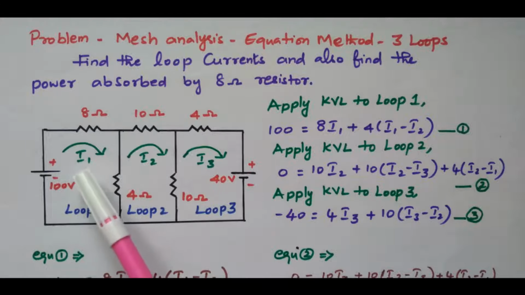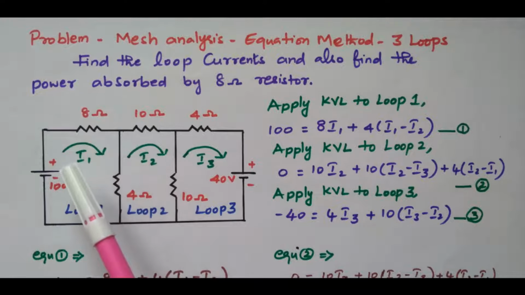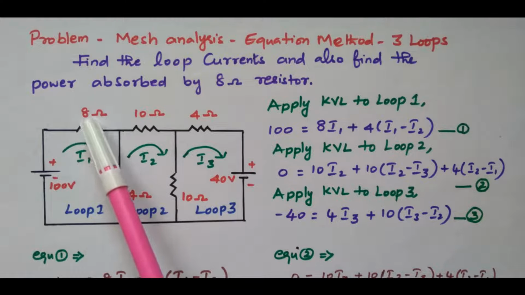So our aim is to find the values of currents I1, I2, I3 and also one more question: what is the power absorbed by this resistor? P equal to V into I, that is this V. The I is nothing but I1. So V into I1, if you multiply, you will get the power absorbed by the 8 ohm resistor.